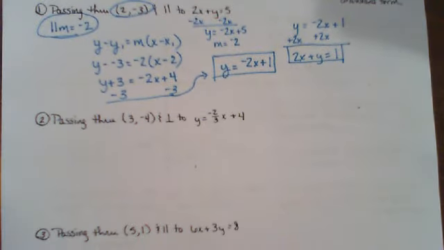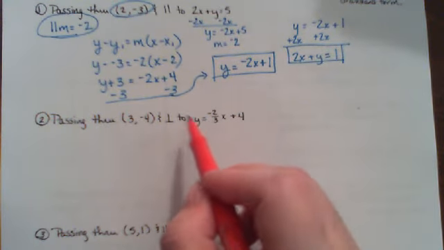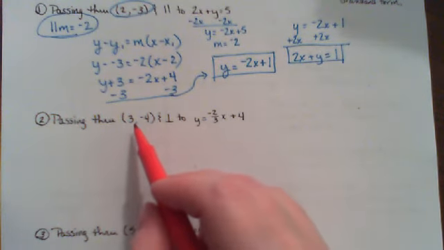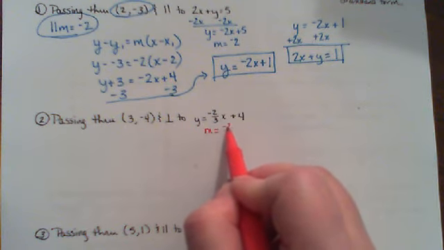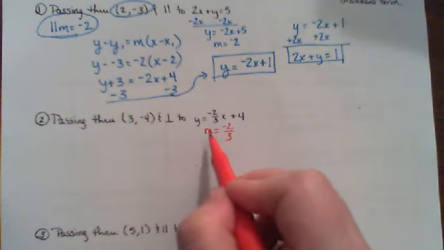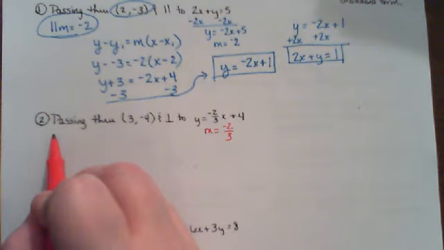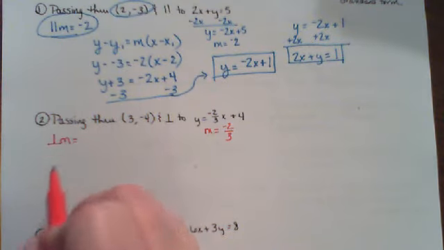For the next one, they want it passing through this point, and perpendicular to that equation. So just like before, we have to figure out what the slope of this is, so I can figure out what the perpendicular slope is to put it with that. So here my slope is negative 2 over 3. But that's not the slope that I want. I need the perpendicular slope.